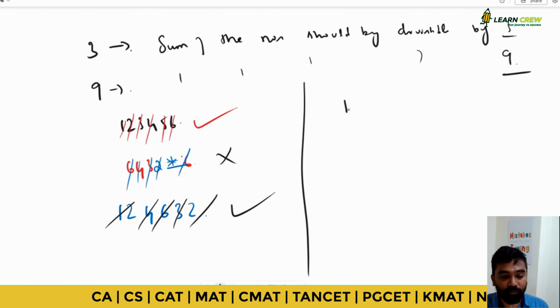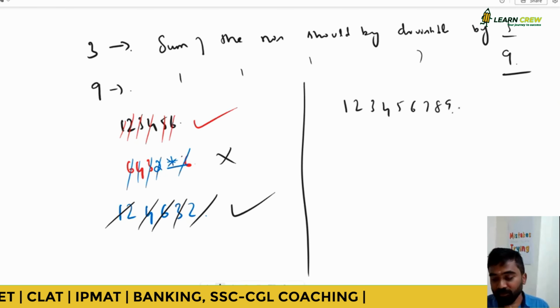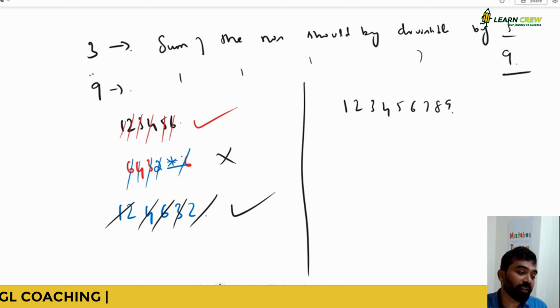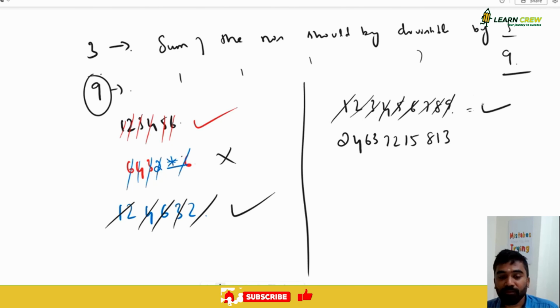For divisibility by 9. 1, 2, 3, 4, 5, 6, 7, 8, 9. Is it divisible by 3? Or is it divisible by 9? Is this divisible by 9, the first number? Yes. This is 9. 8 plus 1, 9. 5 plus 4, 9. 6 plus 3, 9. 1 plus 2, 9. Divisible by 9. Quick. Okay. Not sitting and adding everything.